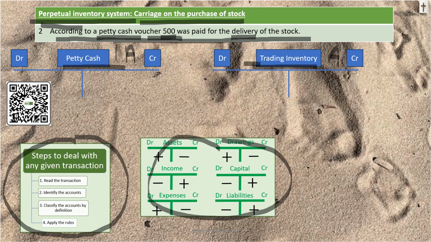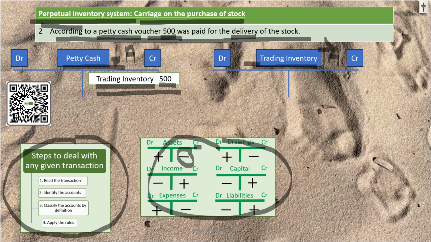Our petty cash has decreased. So if we look at a decrease in assets, the account is credited. So on the credit side of petty cash, under details, we have the name of the contra account, and the amount was 500 euros. So if petty cash is credited, decrease in assets, that means trading inventory will have to be debited. But there must be a reason why trading inventory is debited.